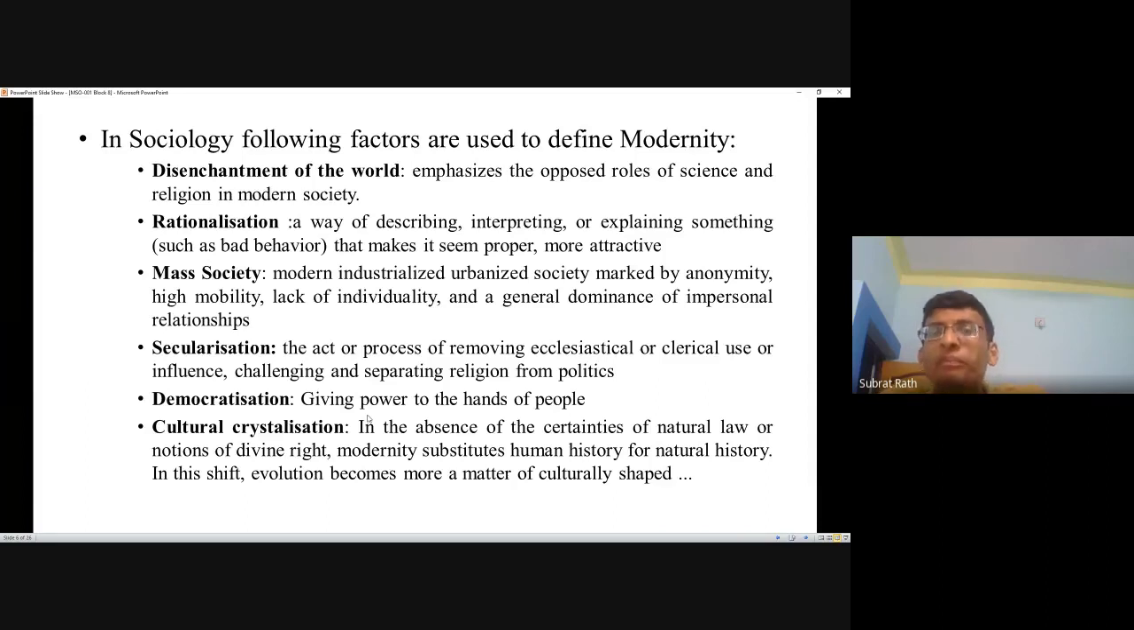For example, we say we are modern because no more are we attached to our ritual practices, belief systems, or religion, but accept what is scientifically proved. So we are moving away from the religious or traditional belief system to a belief system that is acceptable to all, based on experimentation, observation, and philosophy, that is science. So this refers to the disenchantment of the world.